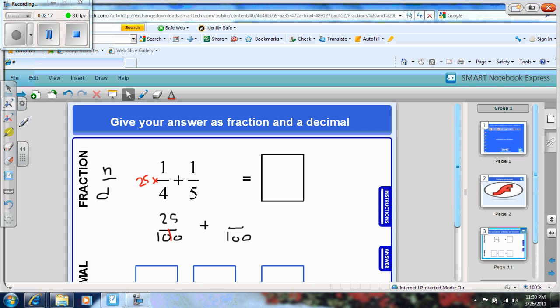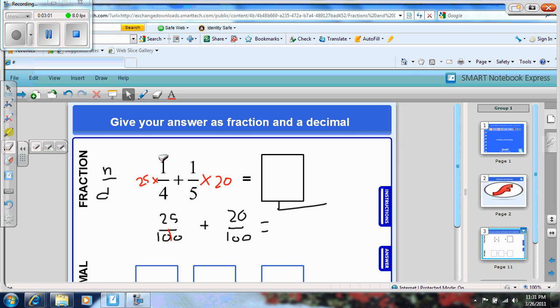Now let's figure out for this other side. 5 times what gives you 100? Yes, you are right. 5 times 20 gives you 100. Now 1 times 20 gives you what? Yes, 1 times 20 gives you 20. Now all we have to do is add these two together to get our new fraction. 25 over 100 plus 20 over 100 gives you 45.